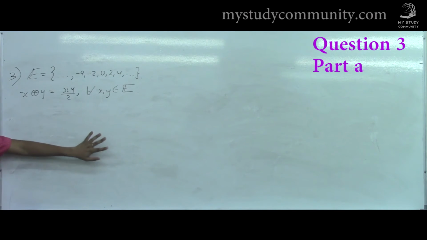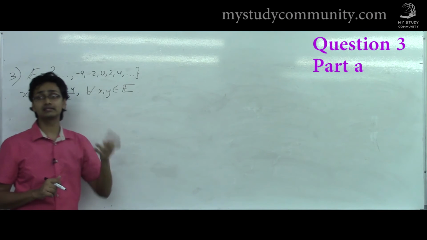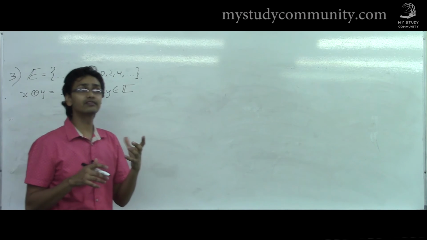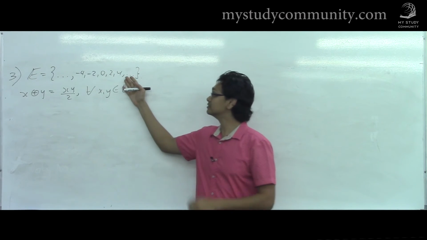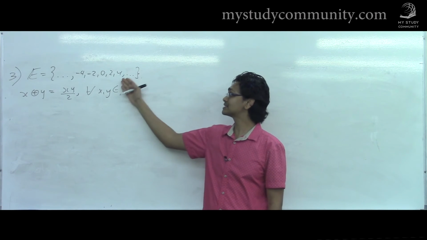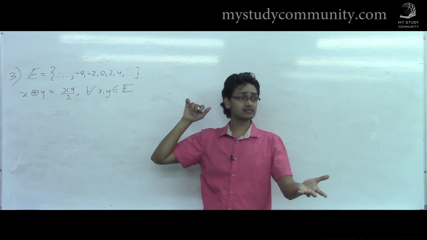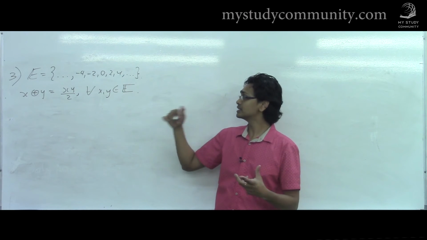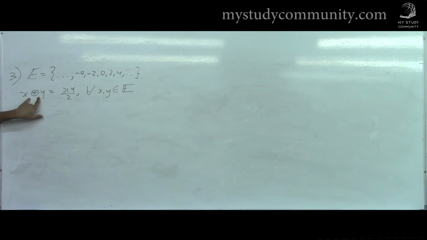So we're on question 3. The first thing we want to do is observe what the set is. We are given a set E. Anybody could say what E is? The set of even numbers, yes? Lovely. So in other words, what this says is I take two even numbers and they are related in this way. It's the product and we then divide by 2.